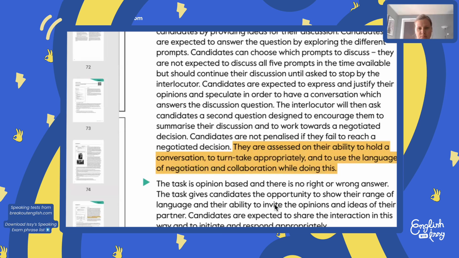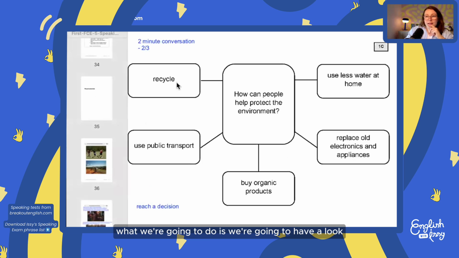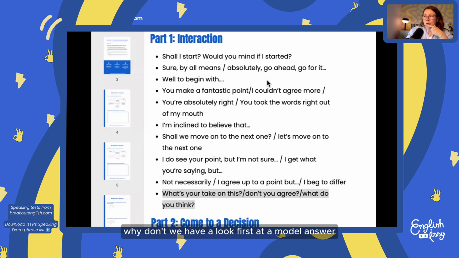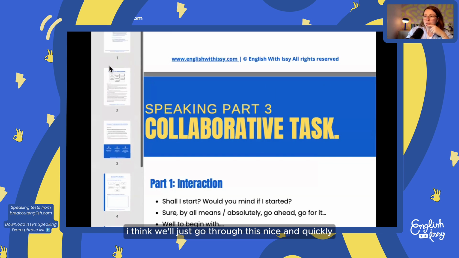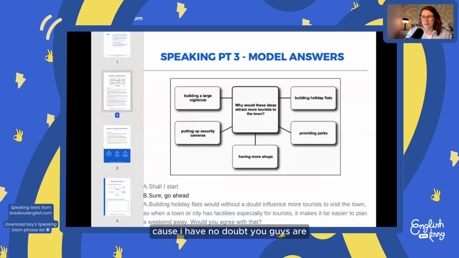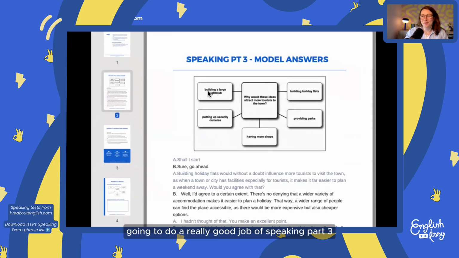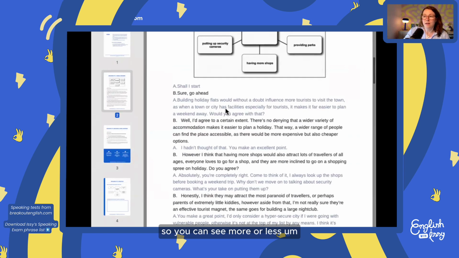Okay? What we're going to do is have a look first at a model answer. I think we'll just go through this nice and quickly, because I have no doubt you guys are going to do a really good job of speaking part 3, just like you did in speaking part 2, which is all about coming up with some good ideas. So you can see more or less how long your idea should be and how you can bring other people into the conversation, all right?